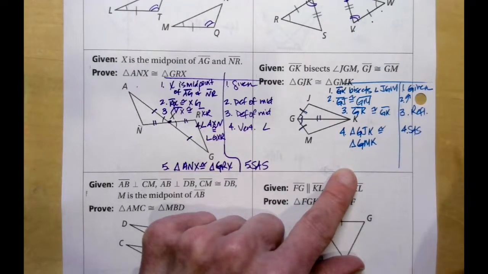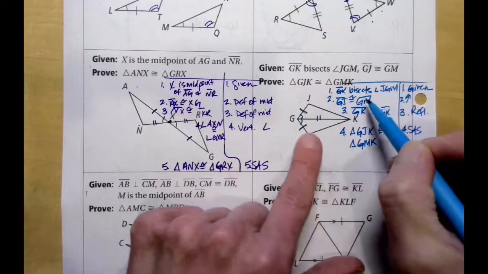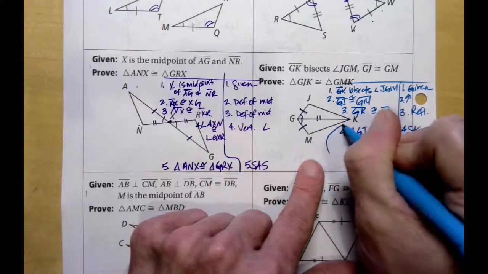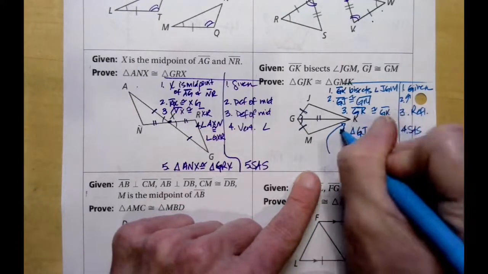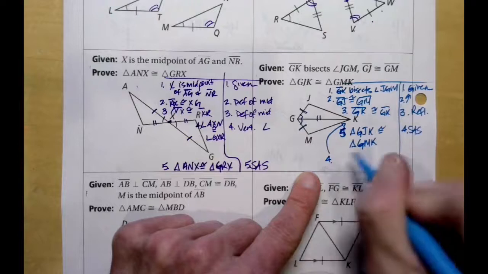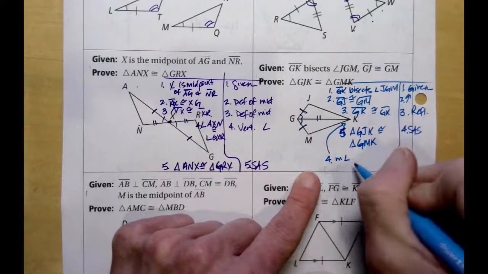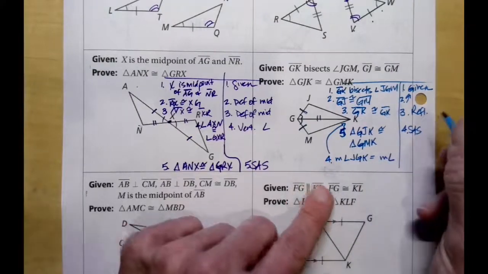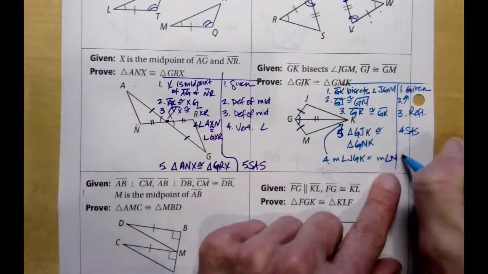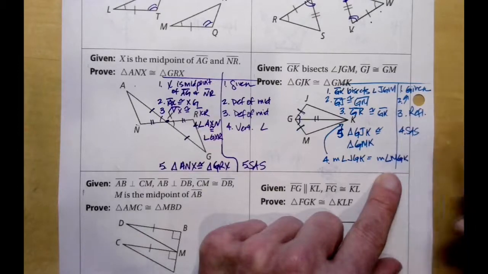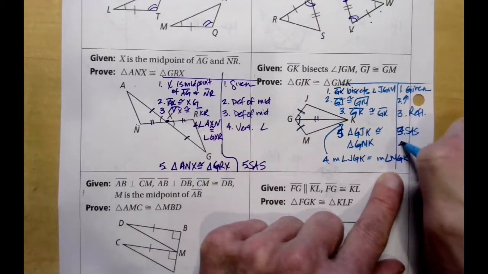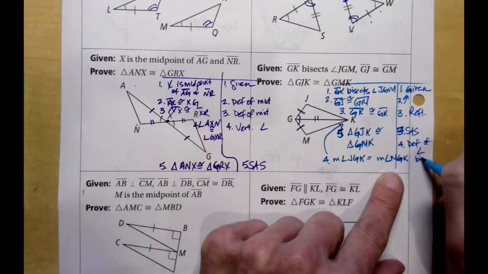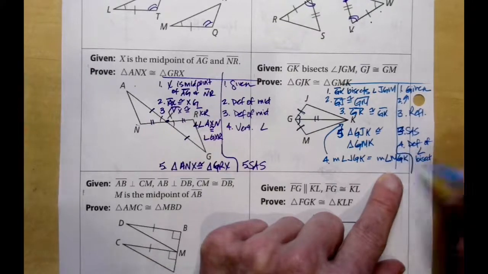Oh, you know what I forgot? Here's my side that's the same, that's given. I have my reflexive, but guess what I need to put up in here? I forgot to say that the measure of angle JGK is going to be equal to the measure of angle MGK. And that is going to be my definition of angle bisector. Okay.